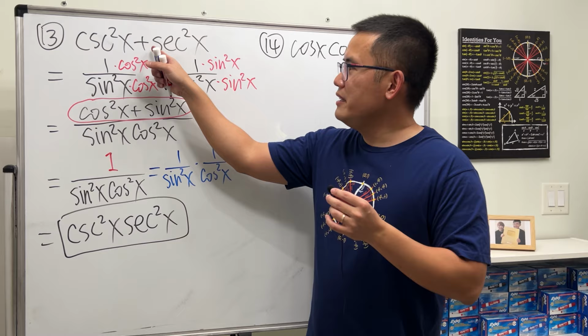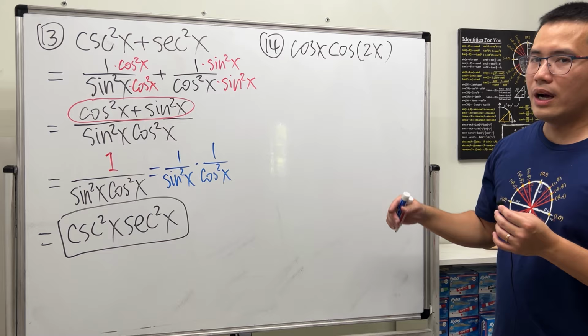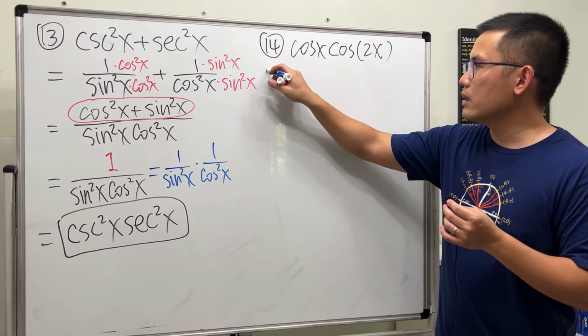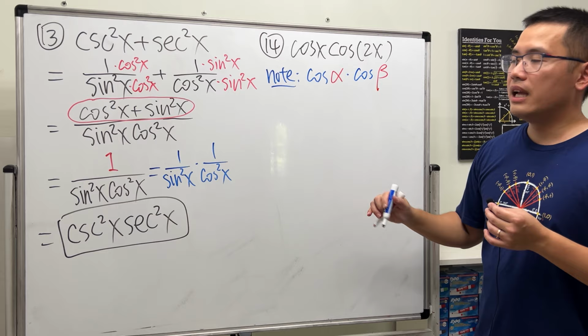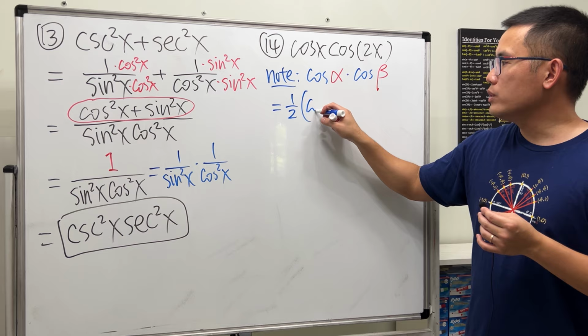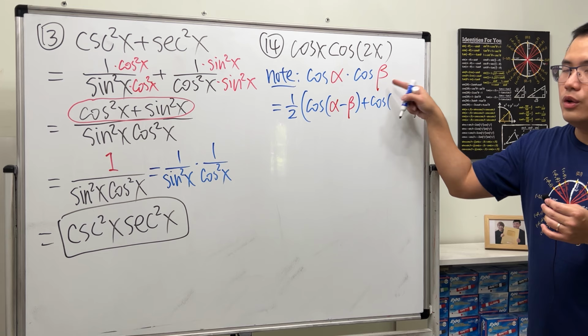Earlier, it was the sum to product. This is just the beauty of this identity. It does not happen all the time, right? But for this one, when we multiply cosine of an angle with cosine of a second angle, we have to use the following. Note, when we have cosine of the first angle, let's say alpha, times cosine of the second angle, let's say beta, this right here equals 1/2 times cosine of the first angle minus the second angle, so alpha minus beta, and then we add cosine. You add angles together, alpha plus beta.